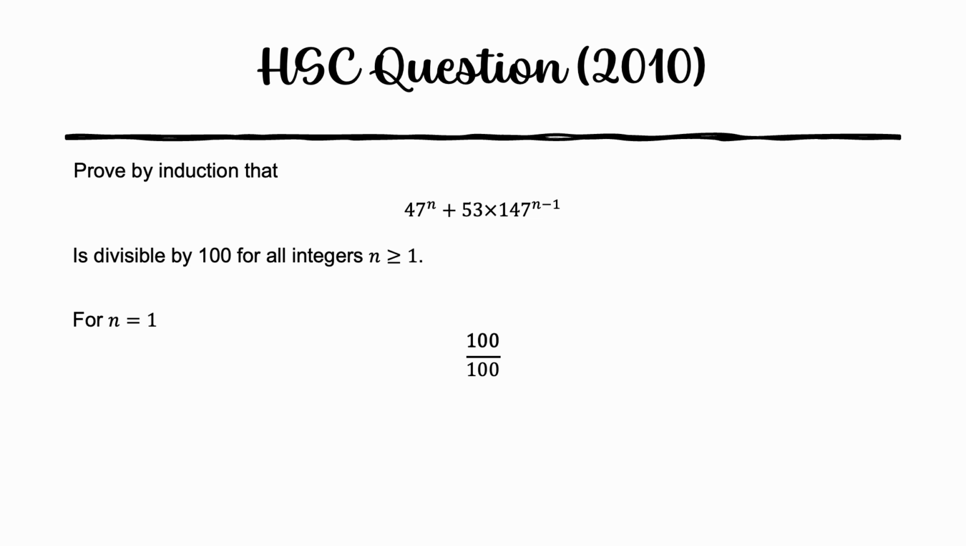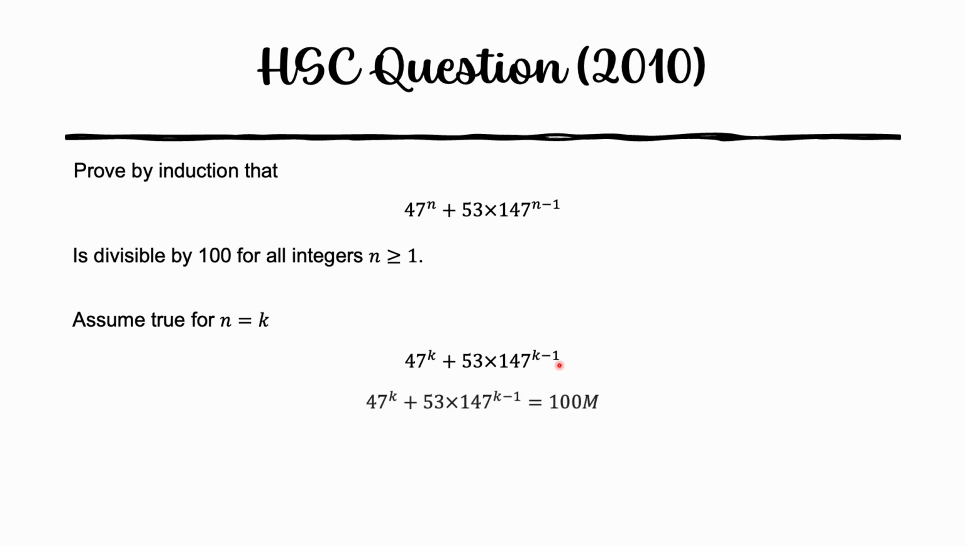Cool. So I don't know why that went bold then, but it did. So now we want to assume true for n equals k. It's pretty simple. Where it has n, it equals k. So 47^k plus 53 times 147^(k-1).